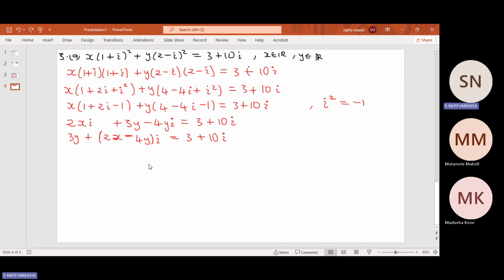The left hand side is always on the left, the right is on the right. Remember, we solve until we equate. We can say equate the real by real and imaginary. Equate the real and imaginary.